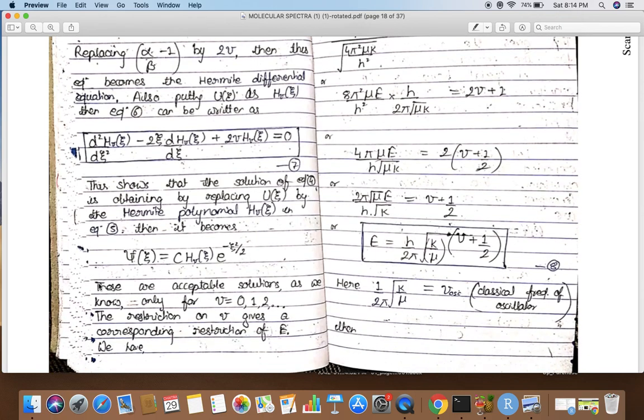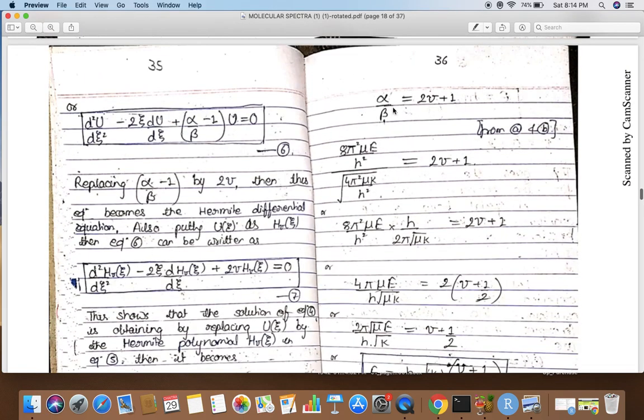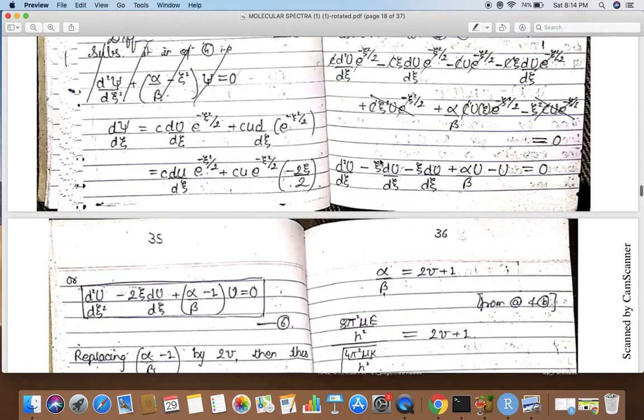So these are the acceptable solutions, as we know from the Hermite polynomial, only if nu is equal to 0, 1, 2, 3 and so on. The restriction on nu gives a corresponding restriction on E, because nu is related to my energy. Now this alpha divided by beta minus 1 is equal to what? How do we replace this 2 nu? From equation number 4, A and B.